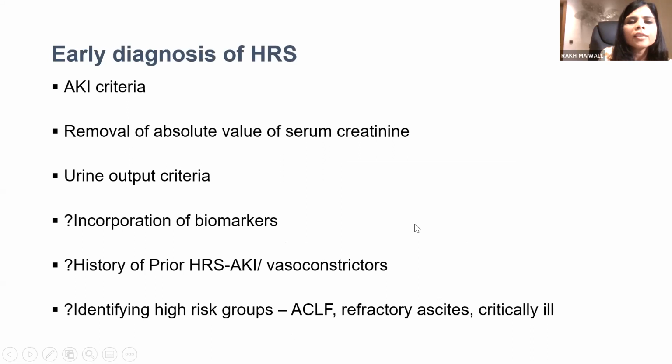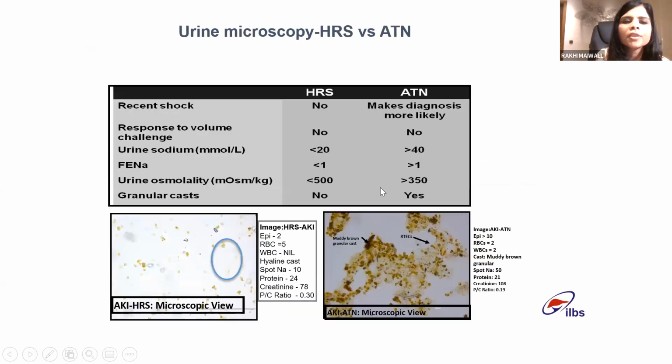So now the challenges that we face: we have taken into account the urine output, we have removed the absolute value of serum creatinine to diagnose the HRS early. I showed you the importance of the biomarkers, which may be very, very relevant. And we have to again manage the HRS differently, especially in the high-risk groups, that is ACLF, refractory ascites, and critically ill patients with cirrhosis.